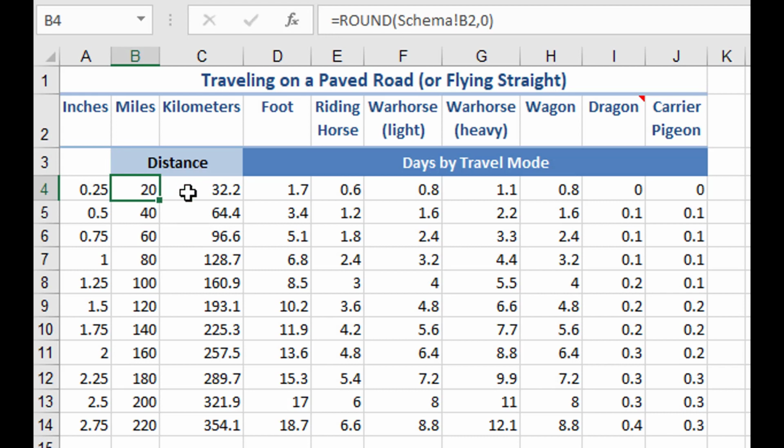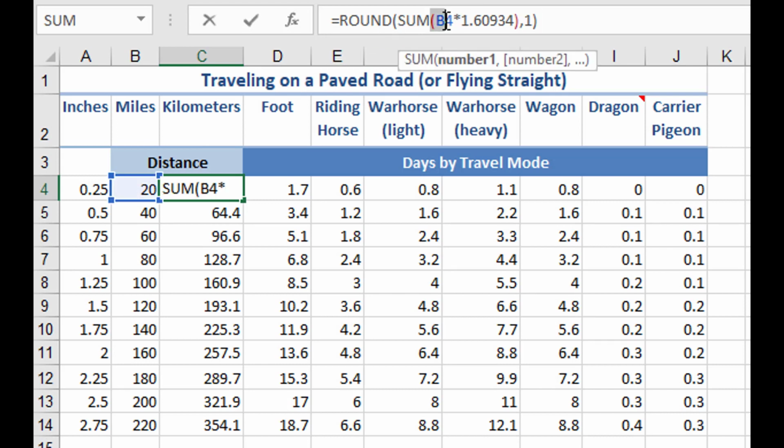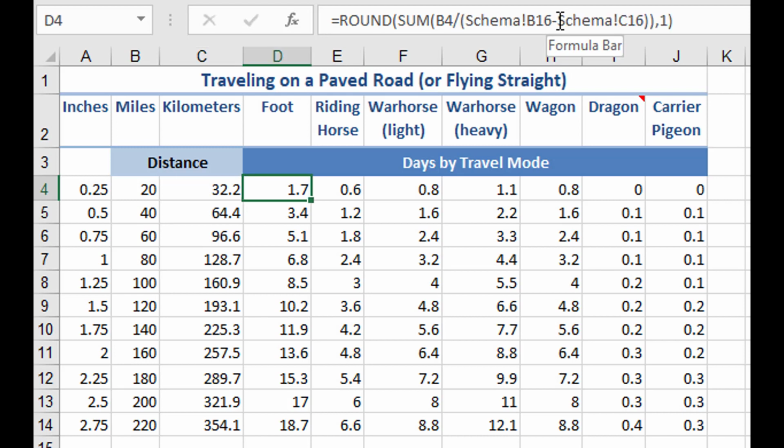So the next column over is the kilometers. You can see the formula at the top here. It's basically taking the previous value, which is in this case B4, right there you see B4, and it's multiplying that times the accepted standard for figuring out what the kilometers are. So if you prefer to do things in kilometers, this will tell you what the 20 miles actually results in, which in this case is 32.2 kilometers.